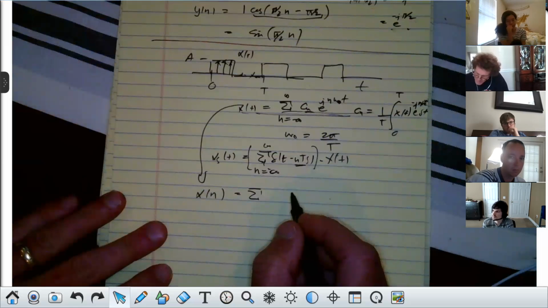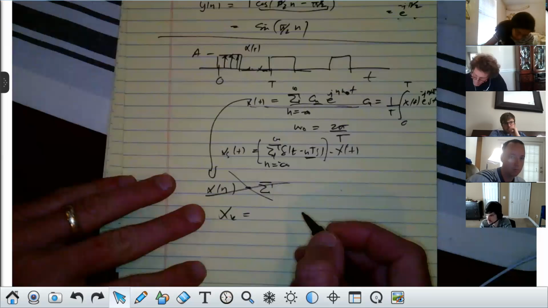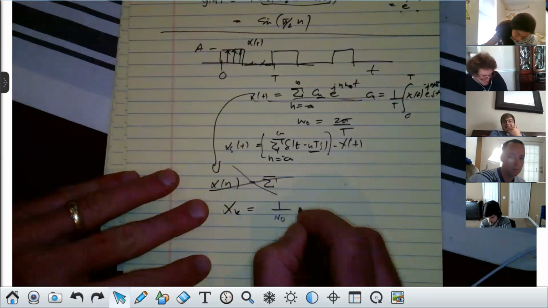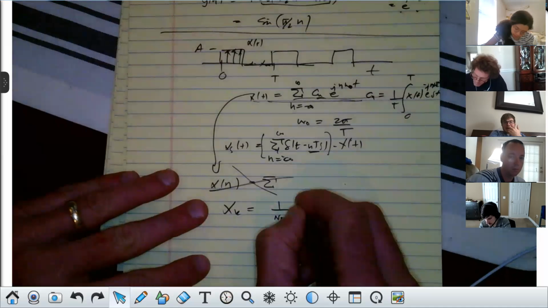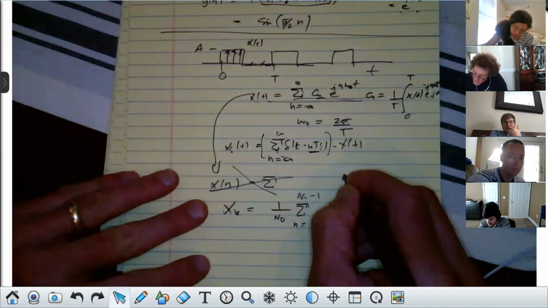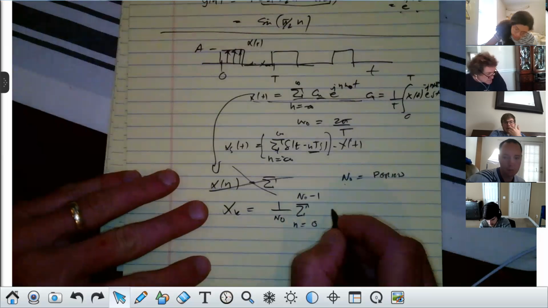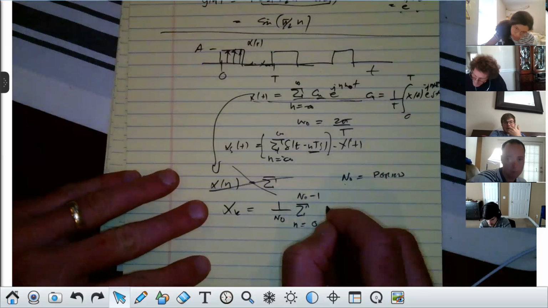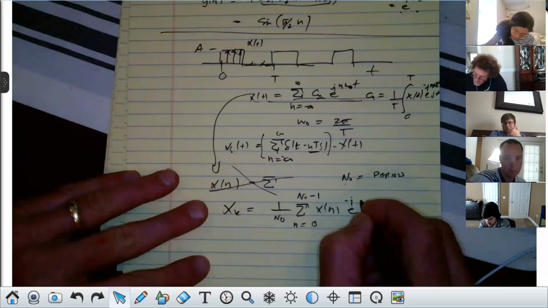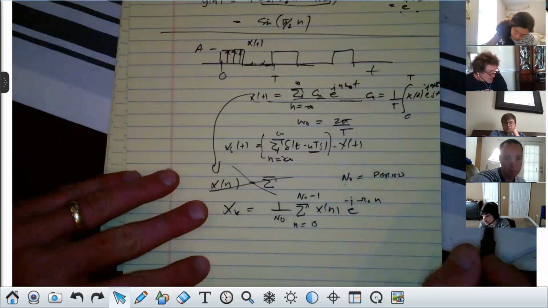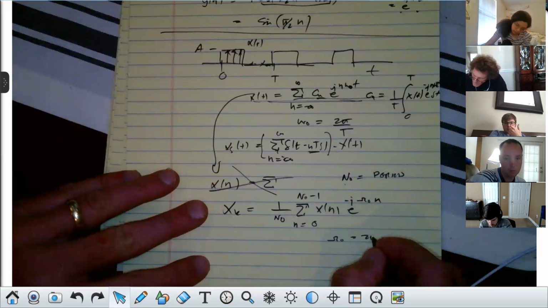Let me do it this way. I'll just give you the frequency domain coefficients. X of k would be equal to 1 over N naught right there times the summation, and it's just going to be from n equals 0 to N naught minus 1. Here, N naught is equal to the period. I'll do this next time. And then it's going to be times x of n times e to the minus j omega naught n. And I should say this, omega naught is equal to 2 pi over N naught.